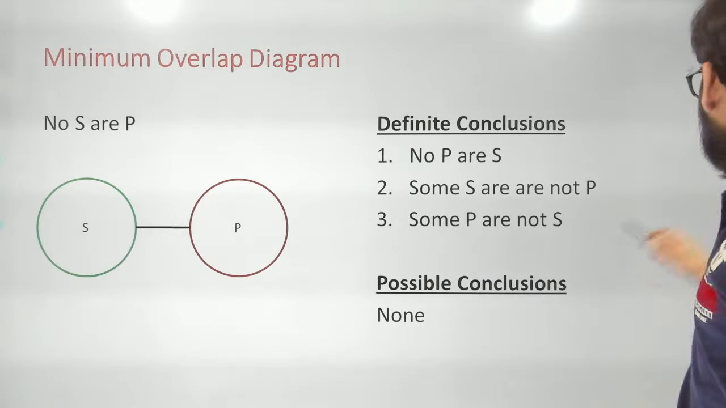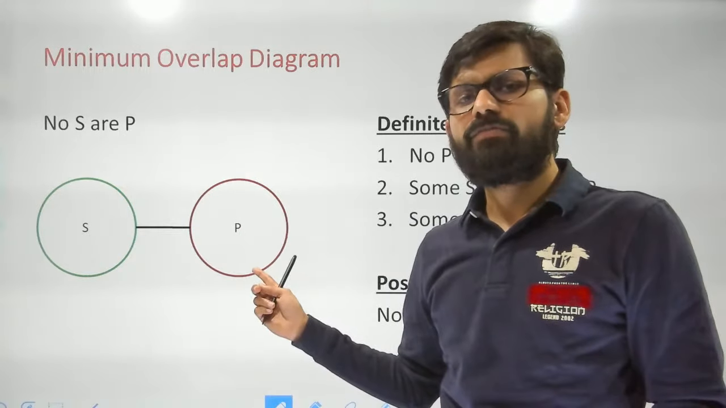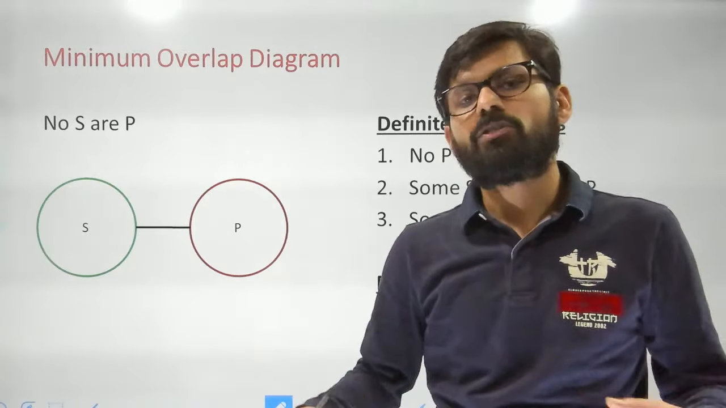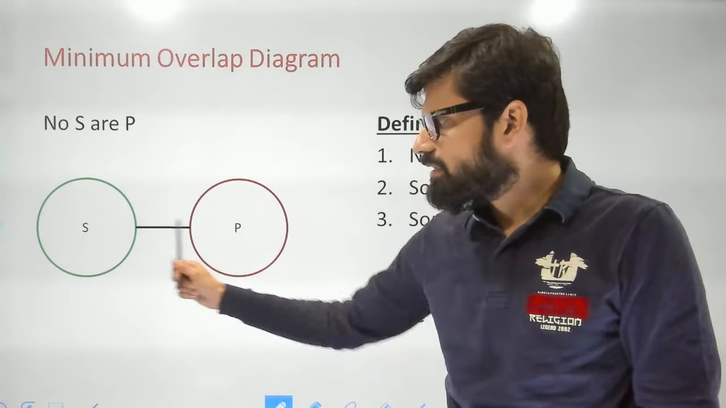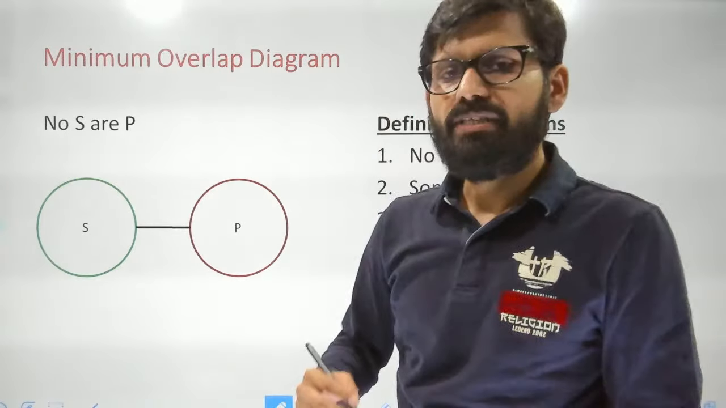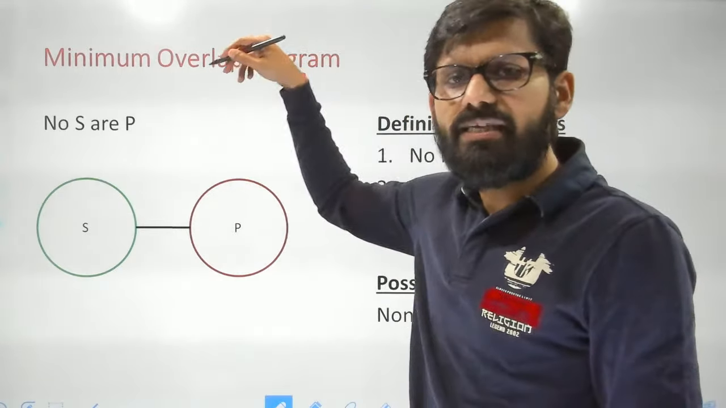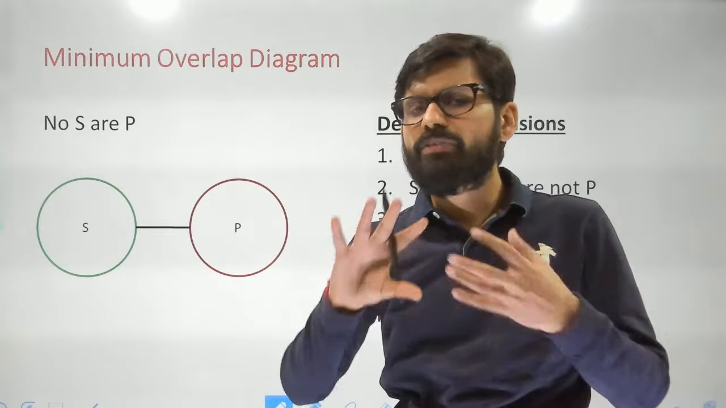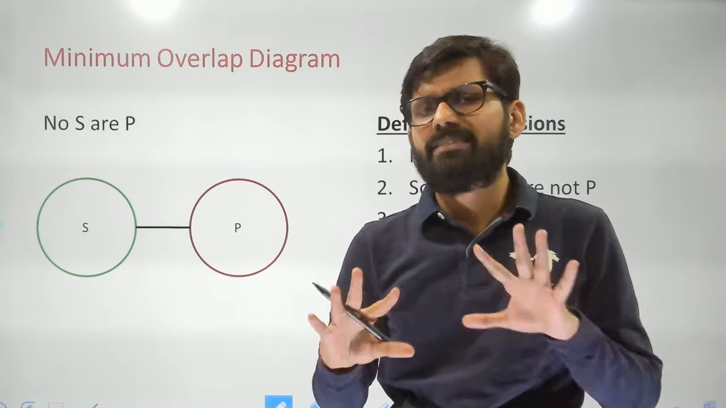Then we have no SRP, and no SRP is pretty straightforward. None of the elements of S and P overlap. None of the elements are common, and S and P are two disjointed sets. When we are drawing this diagram, we are drawing a line between the two circles, because sometimes there are 3 to 4 to 5 statements given in the question, and we are drawing 4 to 5 to 6 circles. To be very sure between which two circles no relationship exists, we draw the line so that the diagram is absolutely clear.